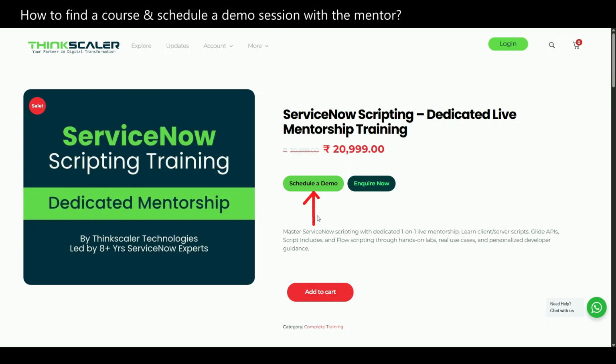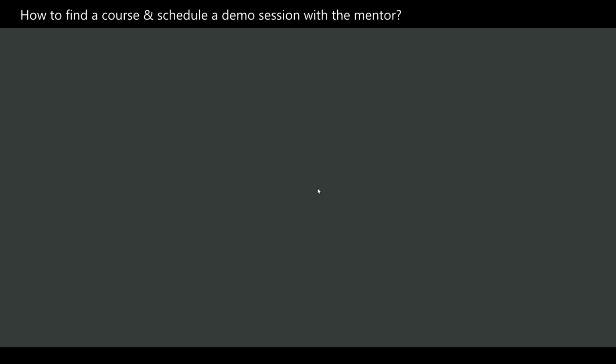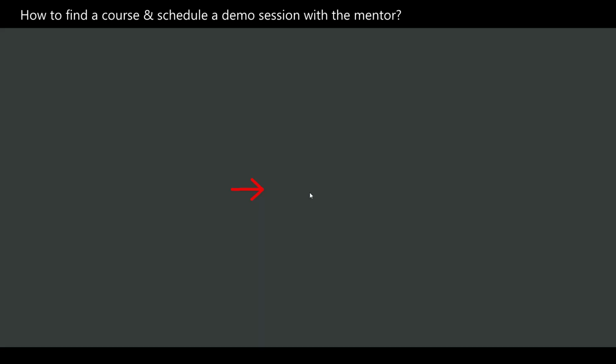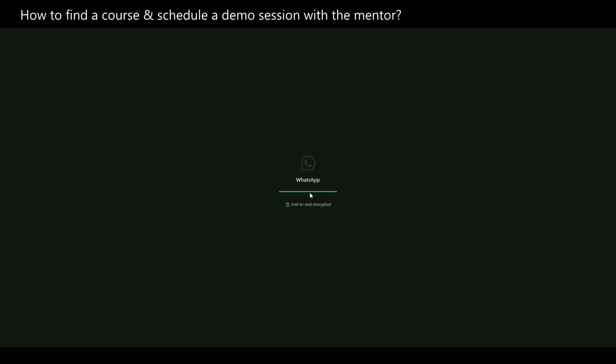Now, let's go back and schedule a demo session. Click on the Schedule a Demo button. This will automatically open WhatsApp, either WhatsApp Web on your computer or the WhatsApp app on your phone.